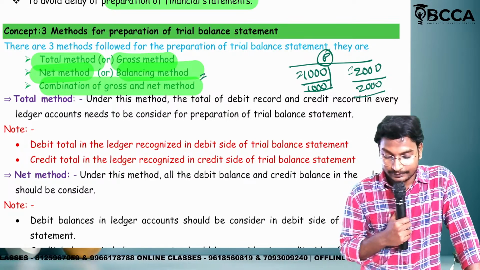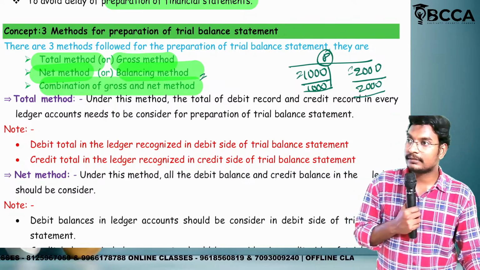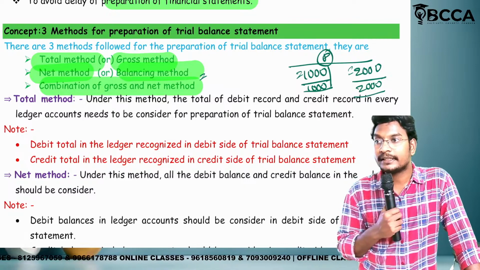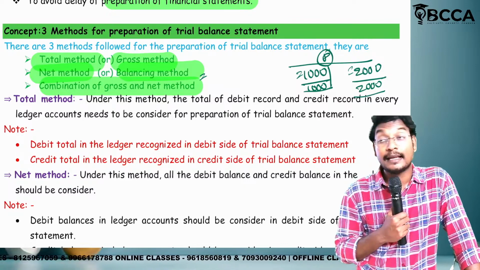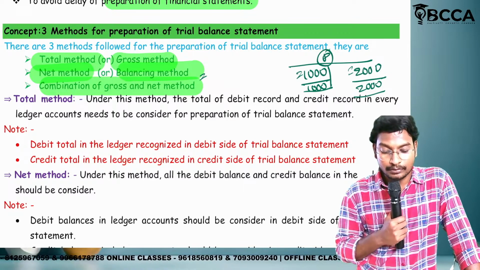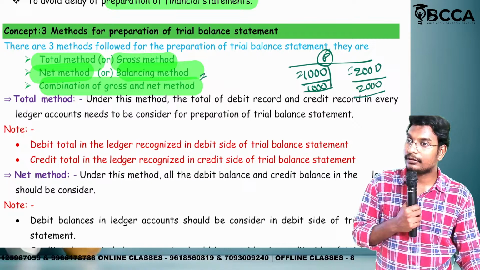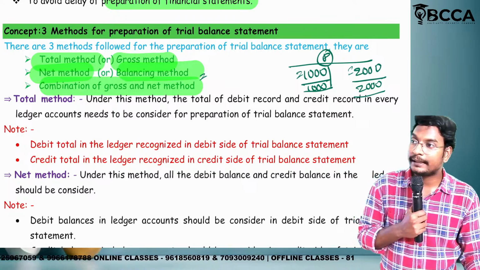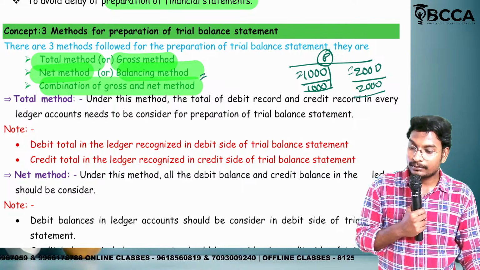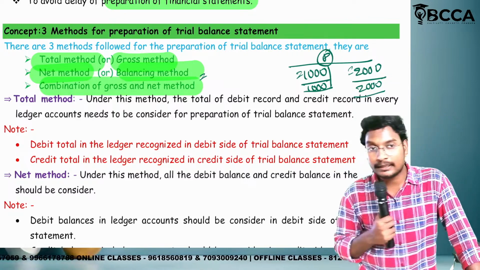Then what is the meaning of combination of both? Combination of both means we will record the totals. Debit total will be recorded on the debit side, credit total on the credit side, as well as the balance amount also. Both the combination. For example, we have discussed cash basis, accrual basis, and the next one is called hybrid. Hybrid basis means we follow both the cash basis and accrual basis. Here also it is a combination of both the net method and gross method.